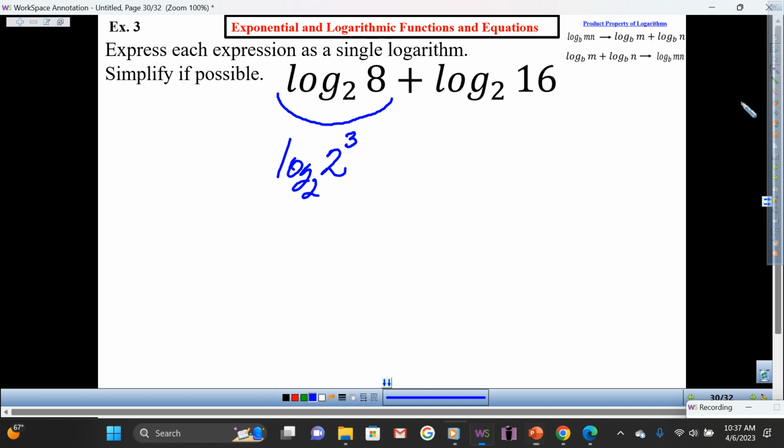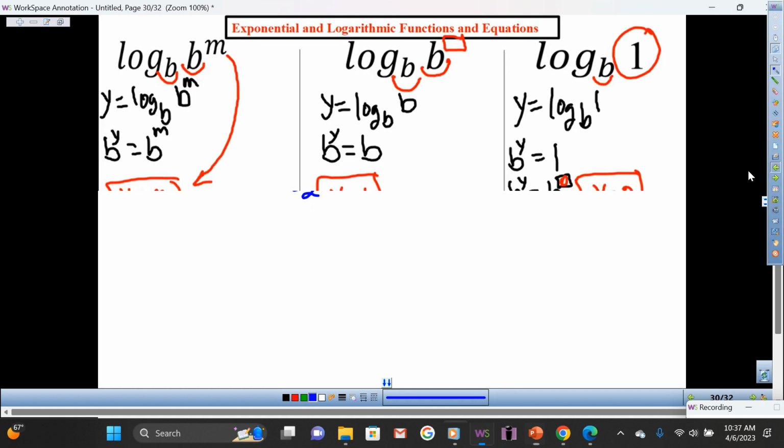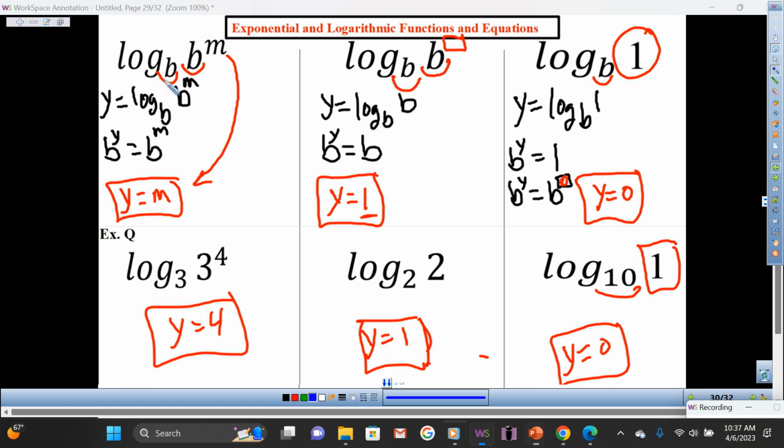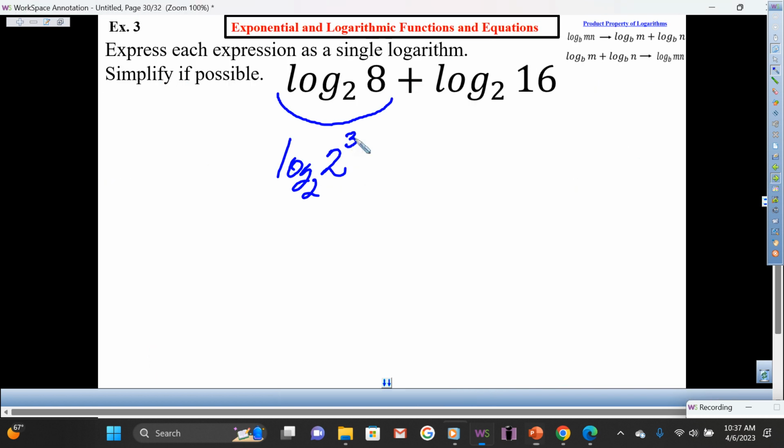Well, according to what we saw yesterday, what does this say? If the base is the same as the number, the answer is the exponent on that number. So what would be the answer for this? 3. Bring down the plus.